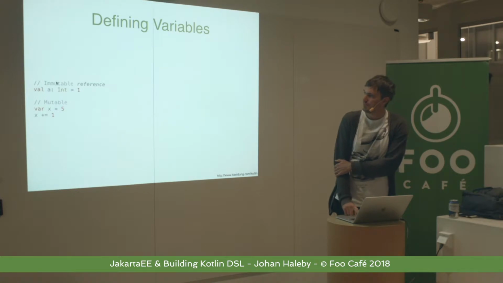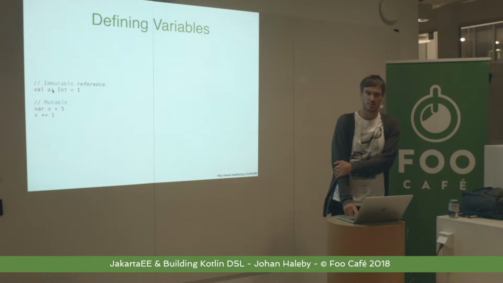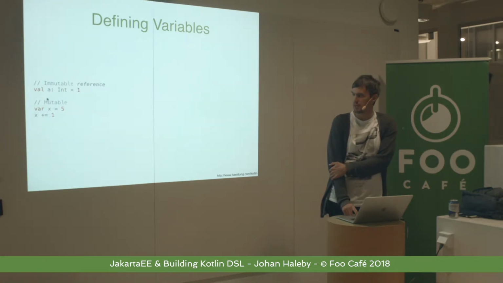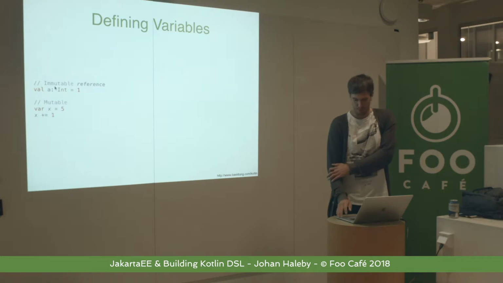So defining variables looks like this. You have val and var. So val is if you want an immutable reference. So here you cannot change a, and this is checked by the compiler. And here, when you declare it var, you can change the variable later. This is essentially the same thing as final in Java, which means you can have a mutable array here, for example, and change the content of the array, even though it's declared val. It's just that the reference is immutable.